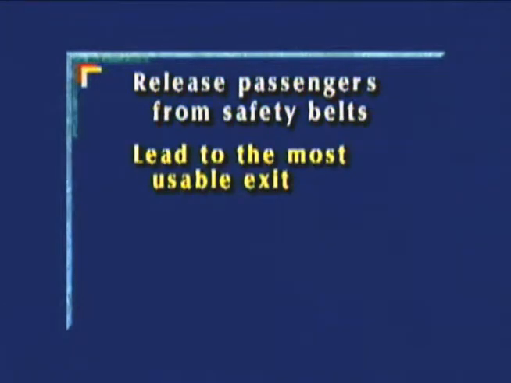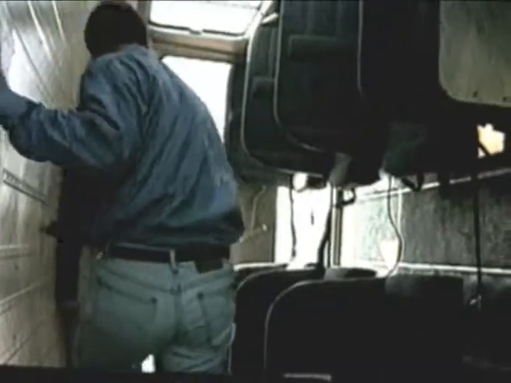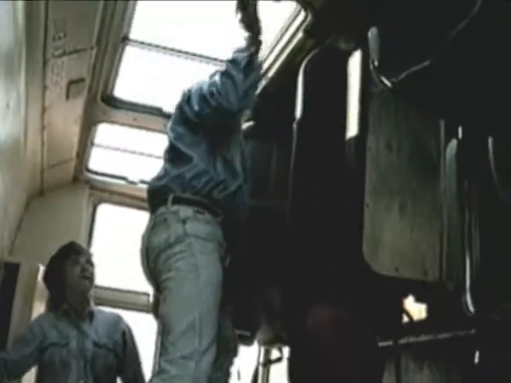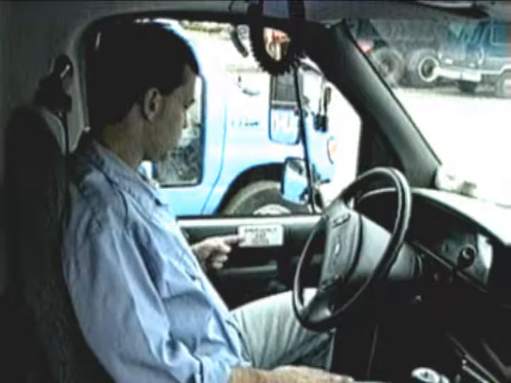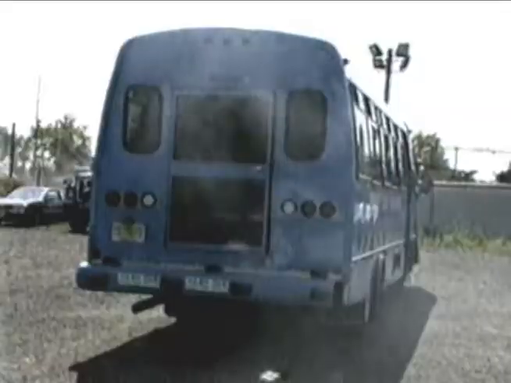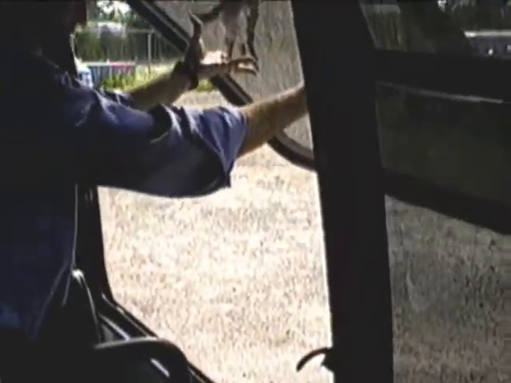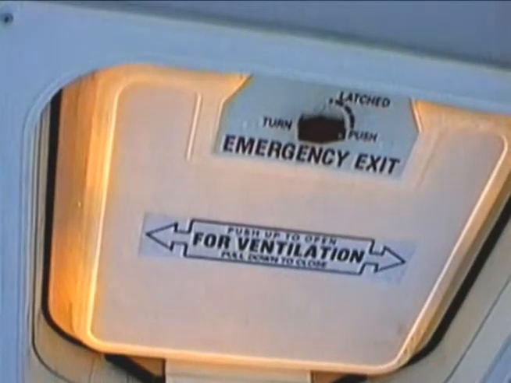Lead to the most usable exit. Decide on the most usable exit and direct riders to it. The most usable exit will vary depending on the emergency conditions, including the vehicle orientation and the blockage of exits. The best exit point may be the driver door, front passenger door, the rear door, emergency exit windows, or roof hatches.